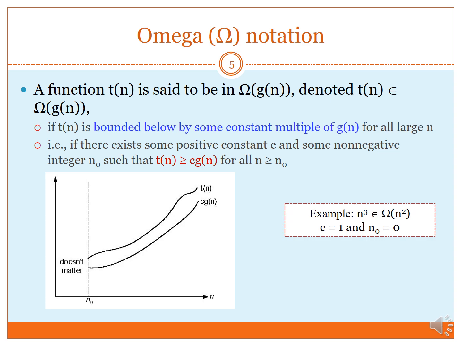Big omega notation represents the lower bound of an algorithm. It tells us the minimum amount of work the algorithm must perform. Mathematically, T of n belongs to omega of g of n if T of n is always greater than or equal to c times g of n for sufficiently large values of n. For example, n cube belongs to omega of n square because n cube always grows faster than n square. Big omega is commonly associated with best case analysis.